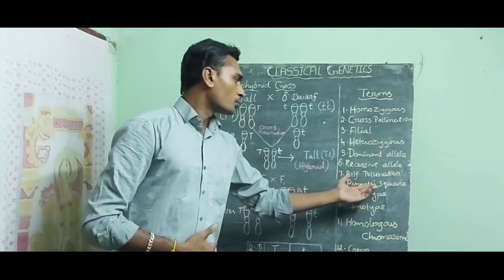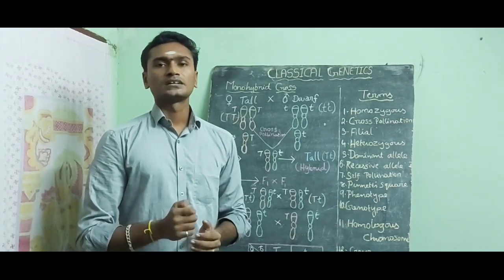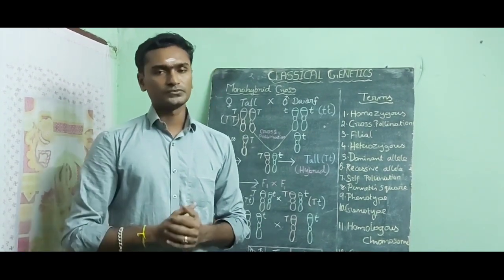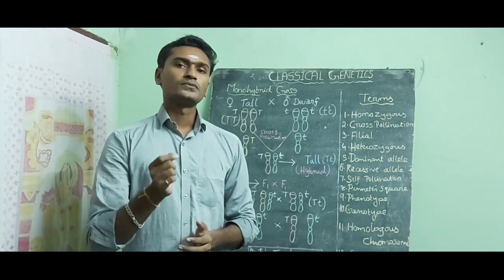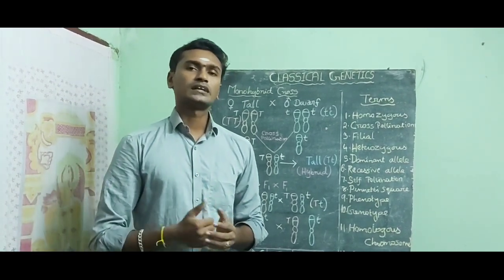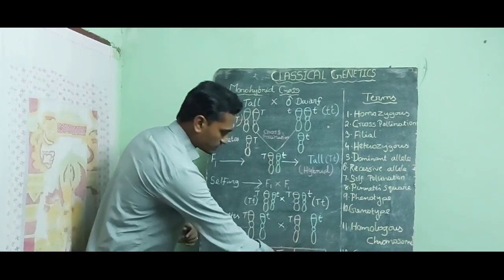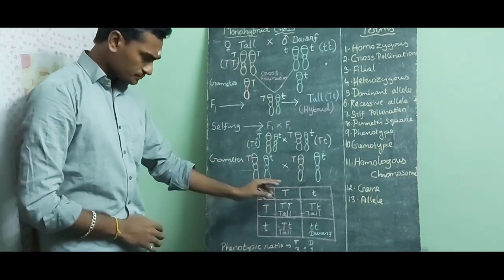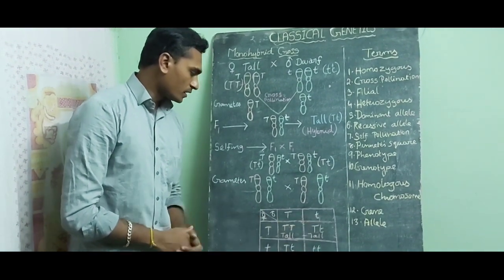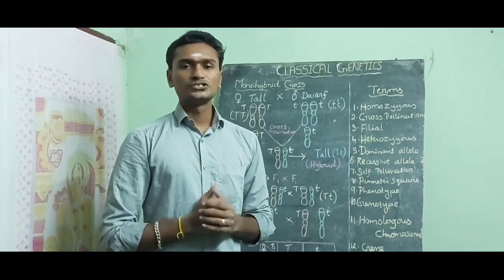The next term is called Punnett Square. Punnett Square is a graphical representation to calculate the probabilities of the possible genotypes of all offspring or all young ones. I plotted all the possible genotypes of the young ones. Here we have three possibilities: capital T capital T, capital T small t, small t small t. So Punnett Square is used to calculate all the possible genotypes of a young one.